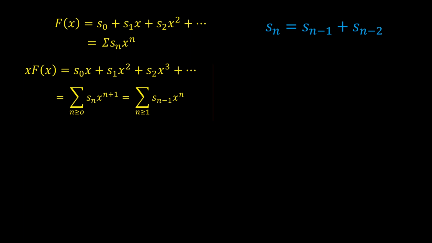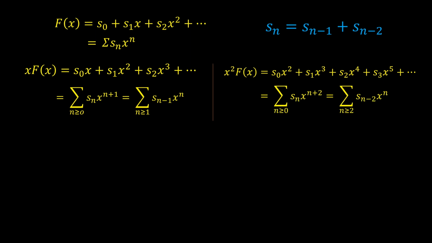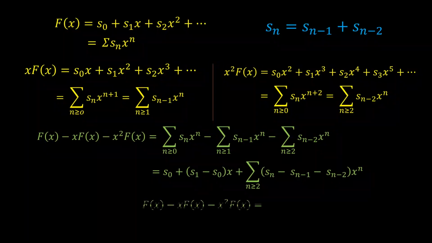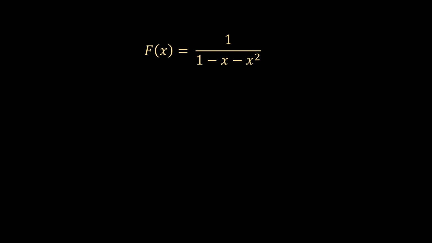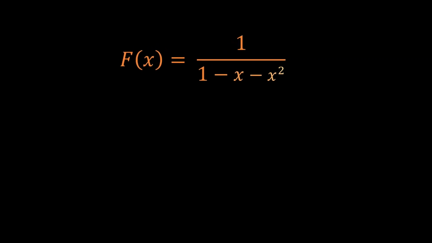can also write the sum as summation Sn minus 1 x to the power n for all n greater than or equal to 1. Similarly, x square f of x is defined as s0 x squared plus s1 x cubed all the way to infinity, and this in a similar way would be summation Sn minus 2 x to the power n for n greater than or equal to 2. If you subtract x f of x plus x square f of x from f of x, you will get 1. A simple looking description of f of x is 1 upon 1 minus x minus x squared.